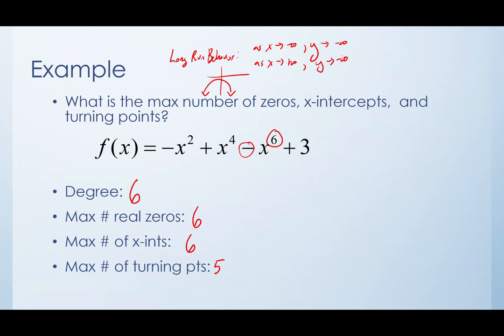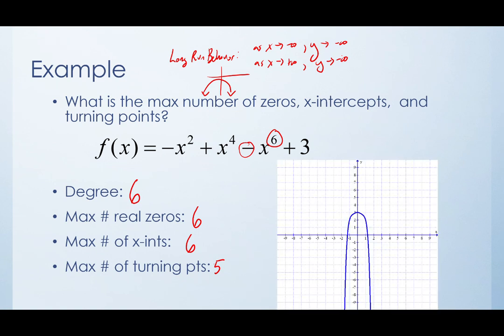Okay. Now, when you actually plug this into GeoGebra, you're going to find that it actually only has 2 zeros, 2 real zeros, 2 x-intercepts, and only 1 turning point. So remember that the degree is only giving the maximum number, not the exact number, right? This one has only 1 turning point. It is the y-intercept at 3.